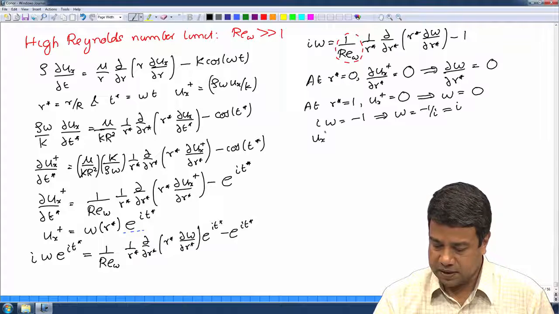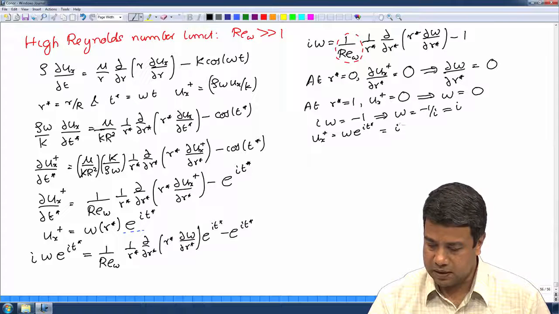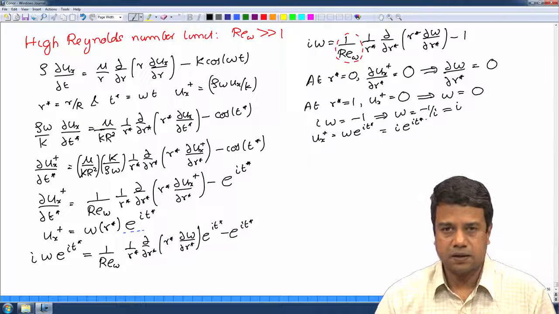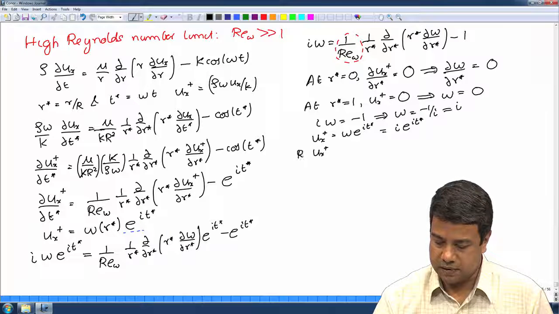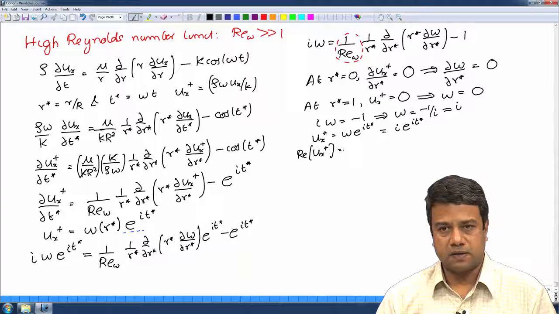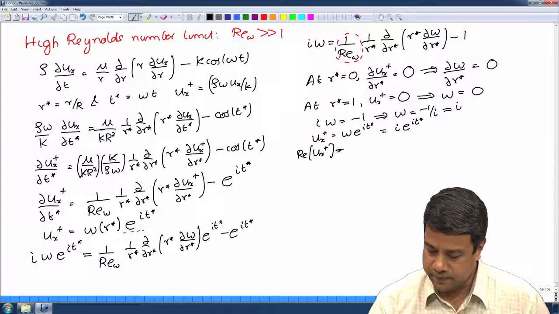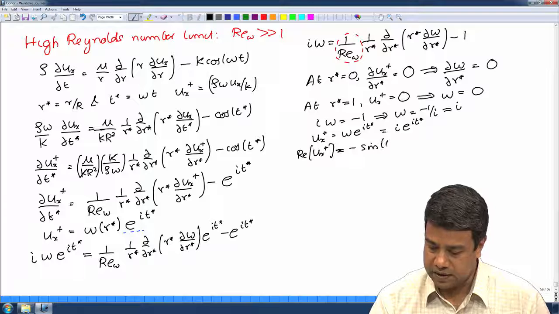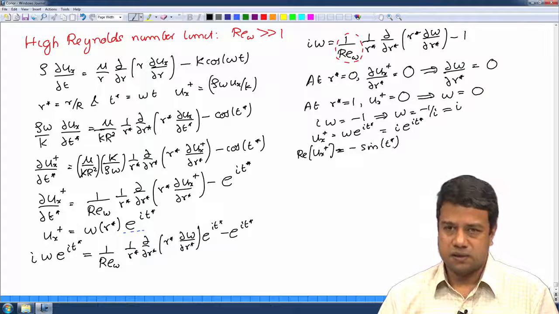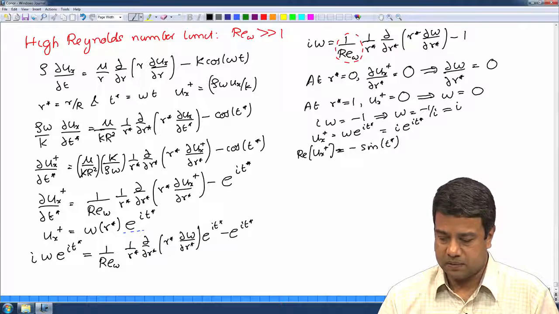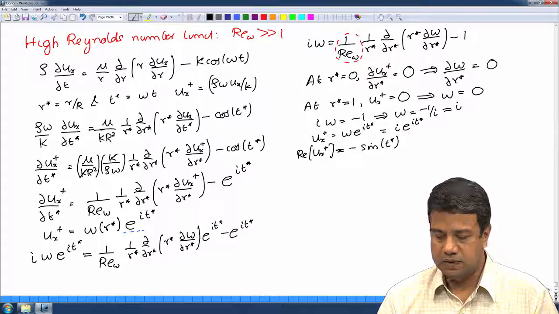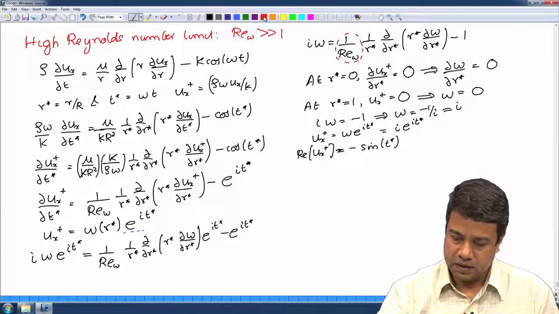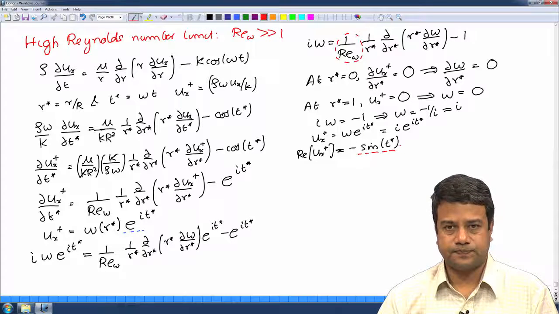The solution for ux plus will be equal to w e power i t is equal to i times e power i t. And the real part of that will be ux plus, the real part of i e power i t, which is just equal to minus sine of t star. That is the solution that we have, and we have to now enforce the boundary conditions. Boundary condition at r is equal to 0, dw by dr is equal to 0. This equation does satisfy that boundary condition.